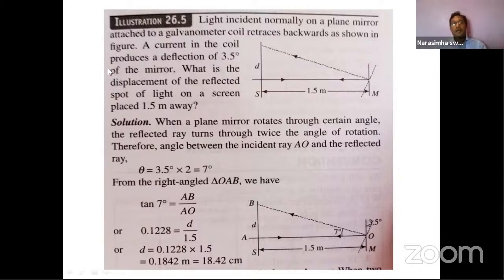A current in a coil produces a deflection of 3.5 degrees of the mirror. What is the displacement of the reflected spot of the light on the screen placed at 1.5 meters away?